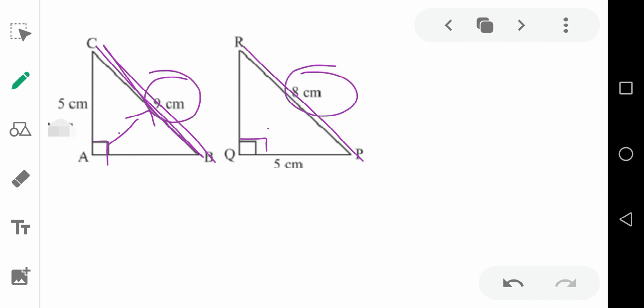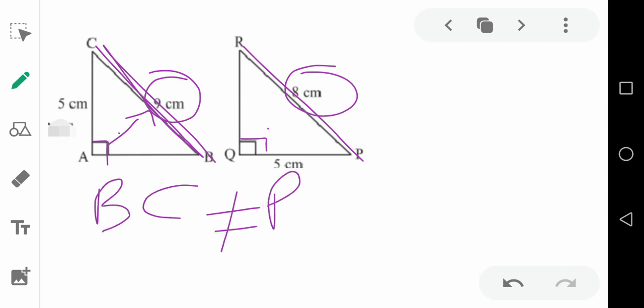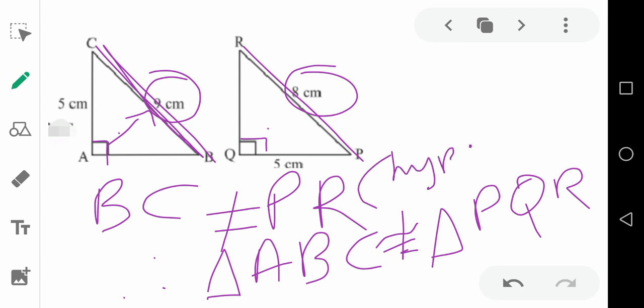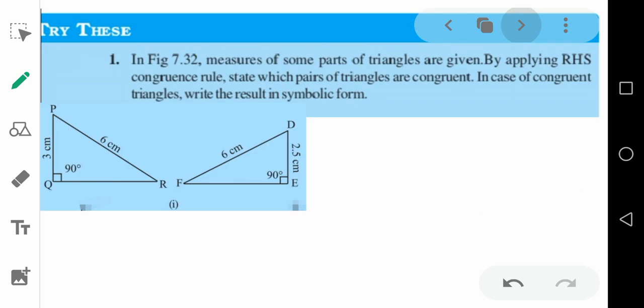First itself, what is it? Hypotenuse is not equal. Then what can we say? These two triangles are not congruent. So what will you write here? BC is not equal to PR. Therefore, triangle ABC is not congruent to, just cut that congruence, okay, not congruent to triangle PQR. You can write here hypotenuse are not equal. Okay, so this is the second example. Clear? Now coming to the try these questions from your reader.